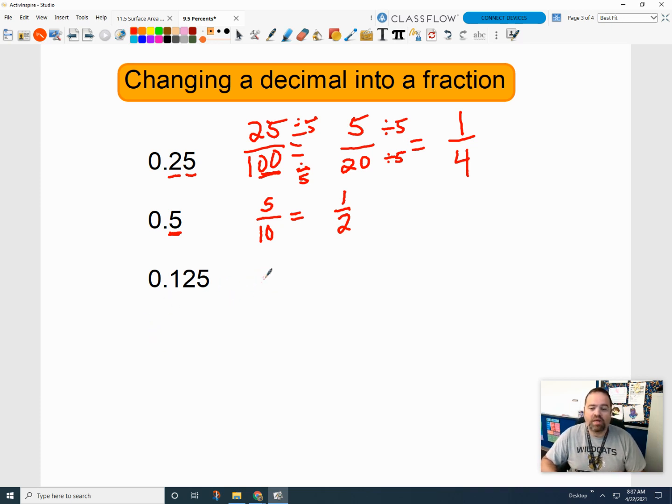125 thousandths. So 125 on top, and then again 1, 2, 3 places here. So 3 zeros. Okay, again, divide. This time I'm going to go by 25 because it's a little bit bigger. I'm dividing by 25. That is 5. Yeah, 125 divided by 25 is 5. And then 40 on bottom. Right, 1,000 divided by 25.